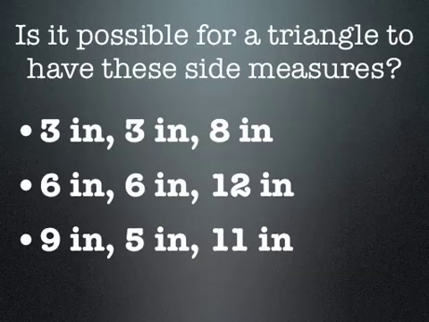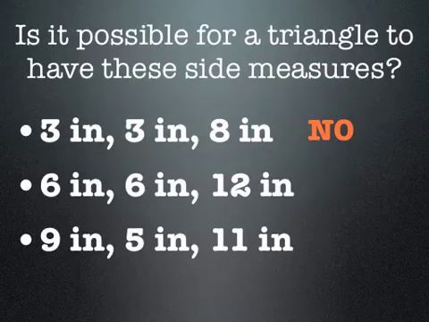This example says, is it possible for a triangle to have these side measures? The first one gives us side lengths of 3, 3, and 8. We need to be able to add any 2 of those and it be greater than the third side length. So let's just take the first 2, 3 and 3. The sum of 3 and 3 would be 6. 6 is not greater than 8. So in this case, these could not be the side measures of a triangle.